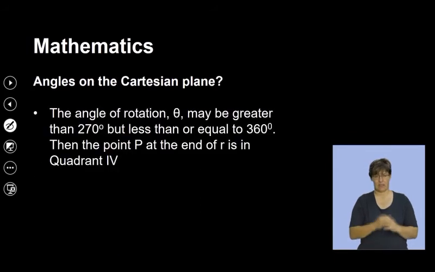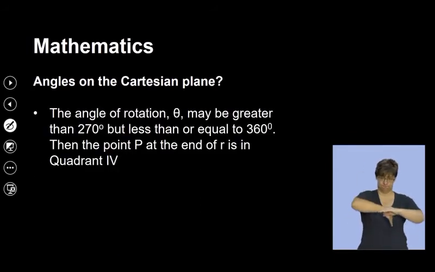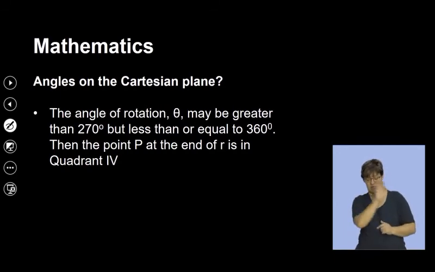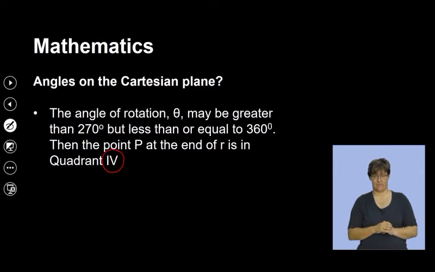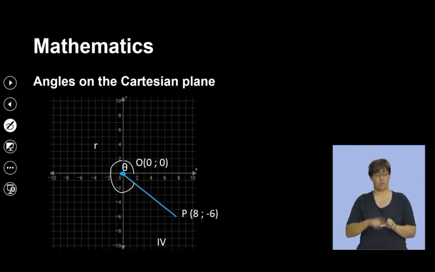And then if our angle is greater than 270 but less than 360, this point will be placed in quadrant number 4. And in quadrant number 4, remember the x is positive but the y is negative.